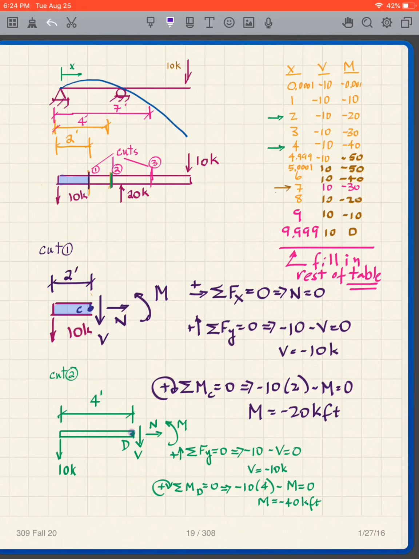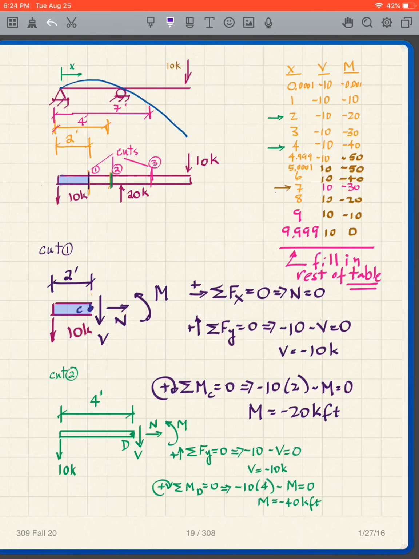And then I'm going to take moments about point D. So now I've got my force times distance, 10 times 4. And my M, again, is counterclockwise, so it's negative M. And of course, it's negative 10 times 4 because that's counterclockwise also. So now I solve this for M. I get M is equal to negative 40 kip feet.